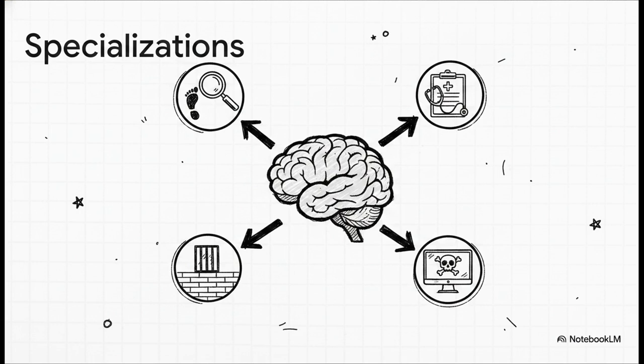You have forensic clinical psychologists conducting heavy mental health evaluations. You have correctional psychologists planning out rehabilitation in prisons. And the scope of this is only expanding. Professionals are now applying these exact same skills to really modern areas like cybercrime analysis and the psychology of terrorism.